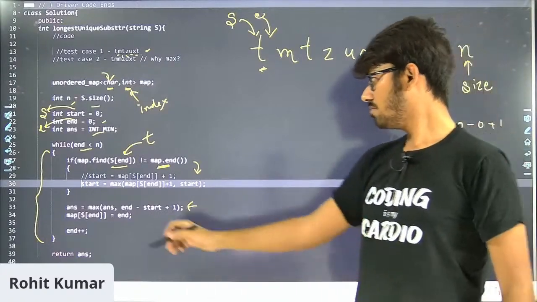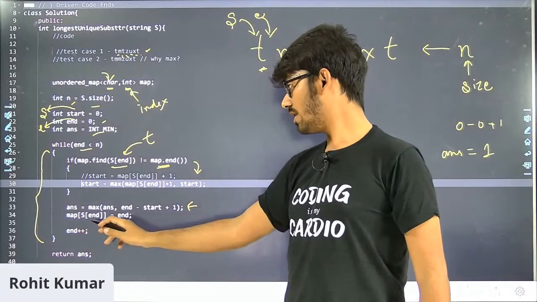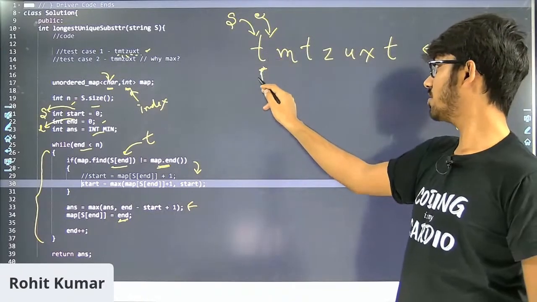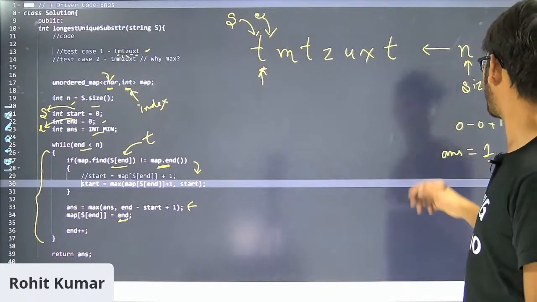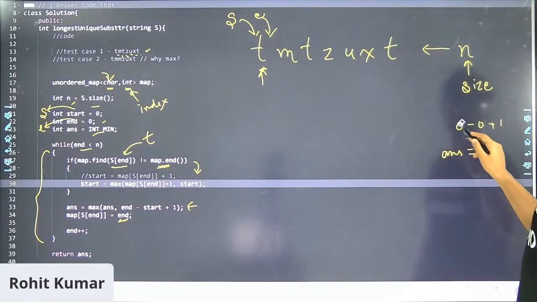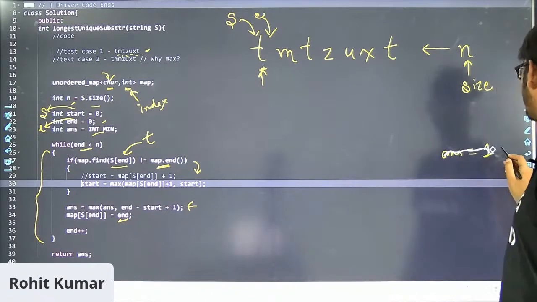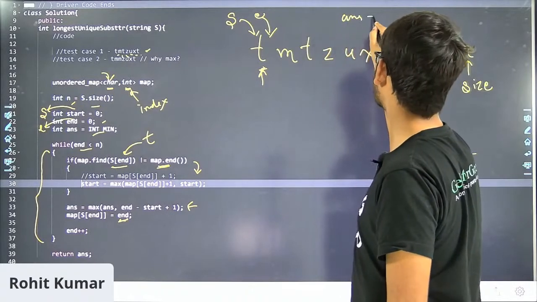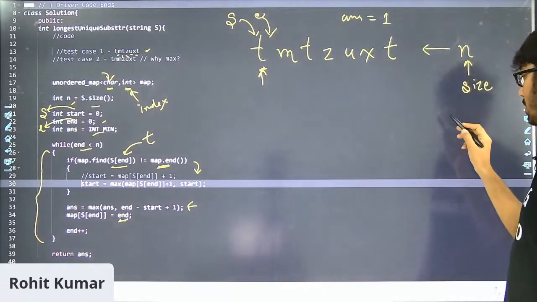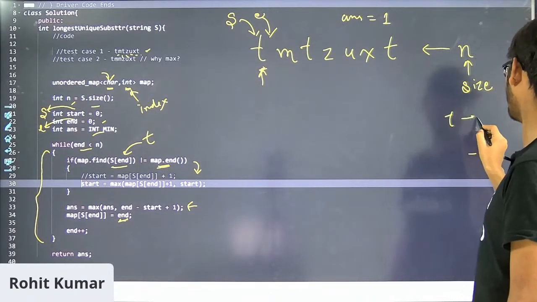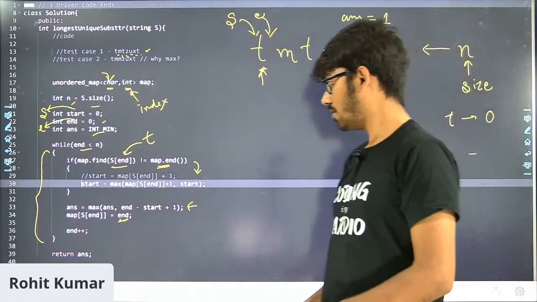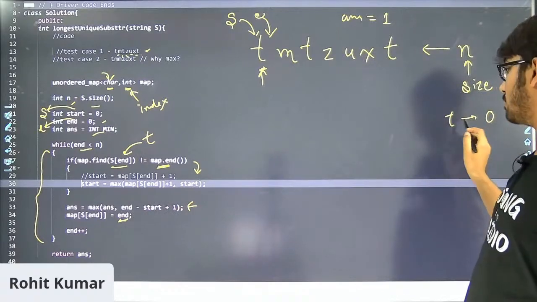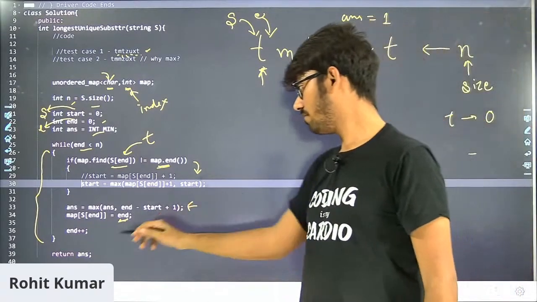Now you have taken a map in which you store s[end] as key, and its index as value. End is the index for this t, right now index 0. To represent that, let me clear this area a bit and write answer over here. Answer is equal to 1 right now, and in my map for t, I have index 0. So map[s[end]] equals end, and I do end plus plus.